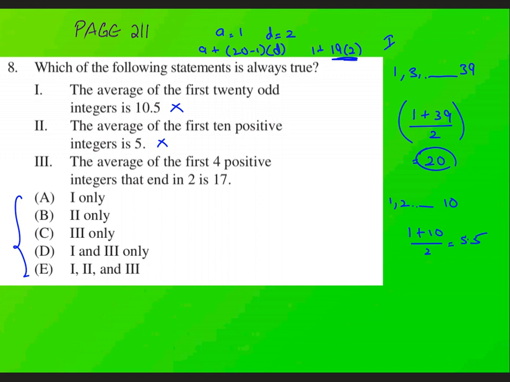If I look at the third one, the average of the first 4 positive integers that end in 2. So the first positive integer that ends in 2 is 2 itself. Then we have 12, 22, 32. So these are the first 4 positive integers that end in 2. This again is an AP because the common difference is 10. You can take the average of the first and last one. That would be 2 and 32. That's 34 by 2, which is 17. So this one is true. Hence the answer is only 3.